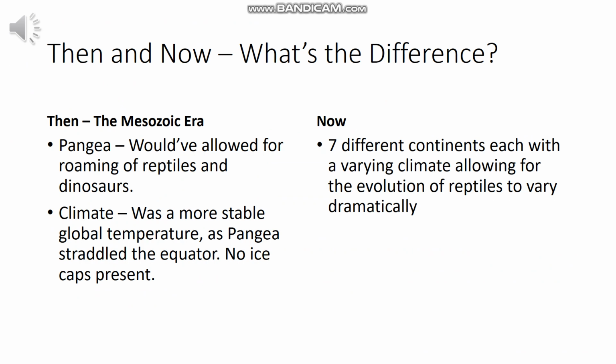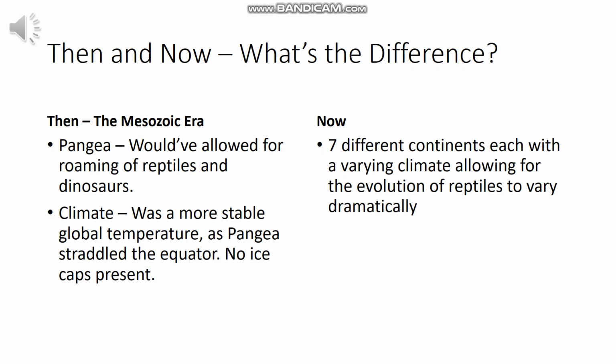Pangaea was just this one large landmass that was C-shaped, and it straddled across the equator. Because it was just one solid landmass, this meant that the reptiles were able to mingle and move around all over this one great massive landmass. There were no polar ice caps at this point in time, and the temperature was relatively stable all around the Earth. Because there were no physical barriers, that is what allowed the reptiles to roam all over.